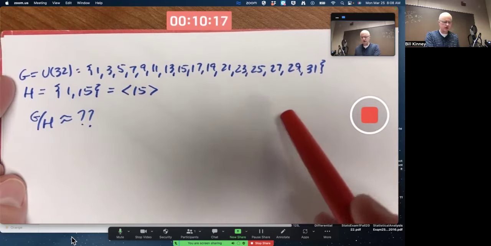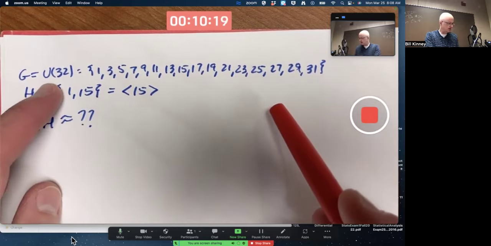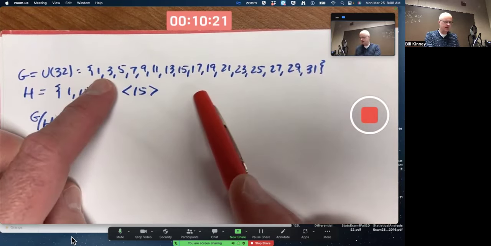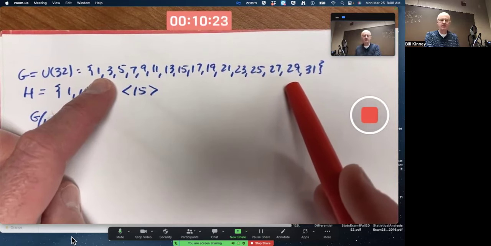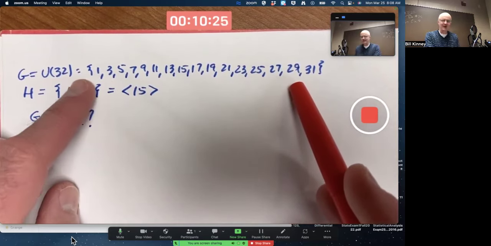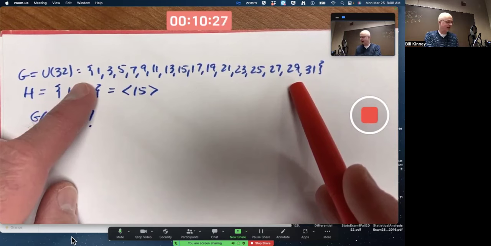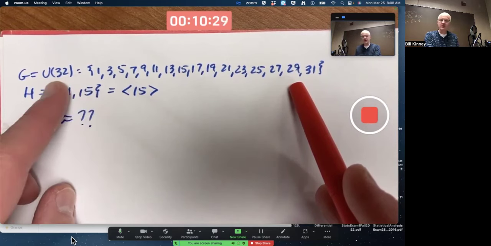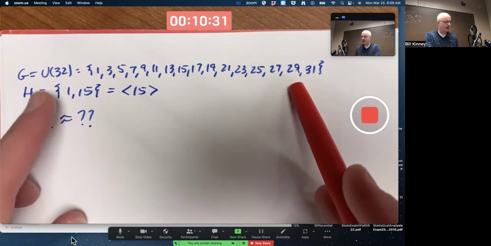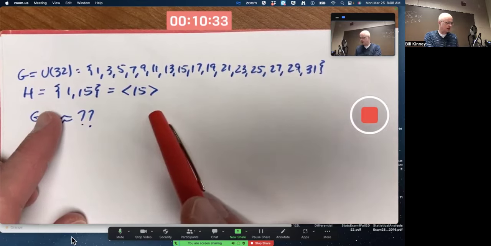So we have a U group here. G is U of 32, which is all the positive integers less than 32 relatively prime to 32. So that's all the odd positive numbers less than 32, since 32 is a power of 2. And we've got this subgroup H of G.